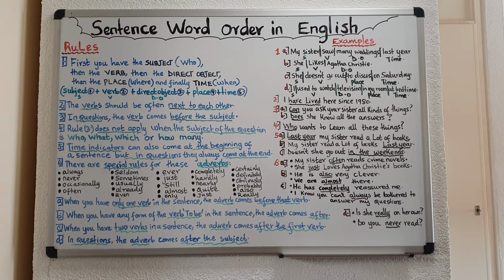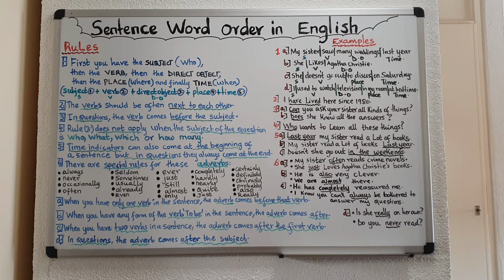Example 1b. She likes Agatha Christie. You have she is the subject, likes is the verb, and then you have Agatha Christie is the direct object. So usually a sentence in its simplest form, okay, what we call a simple sentence, because in English we have three types of sentences. We have simple sentences, compound sentences, and complex sentences. If you're more curious, you want to know more about that, which can be extremely useful in writing, then have a look at my playlist on grammar. I have a video on the three types of sentence structures.